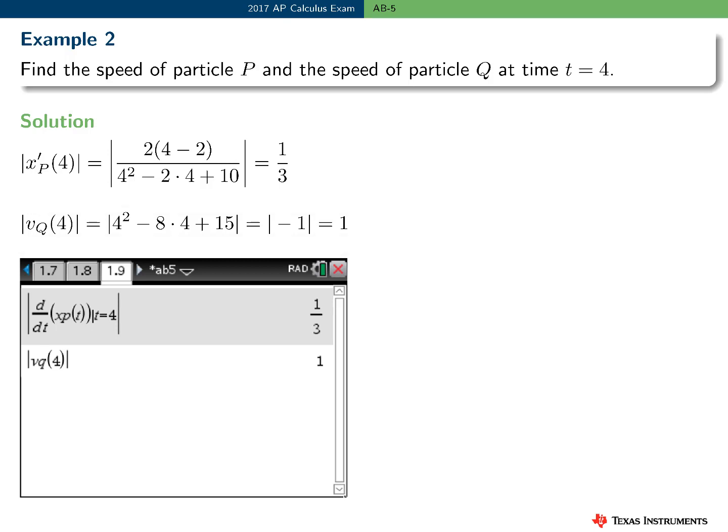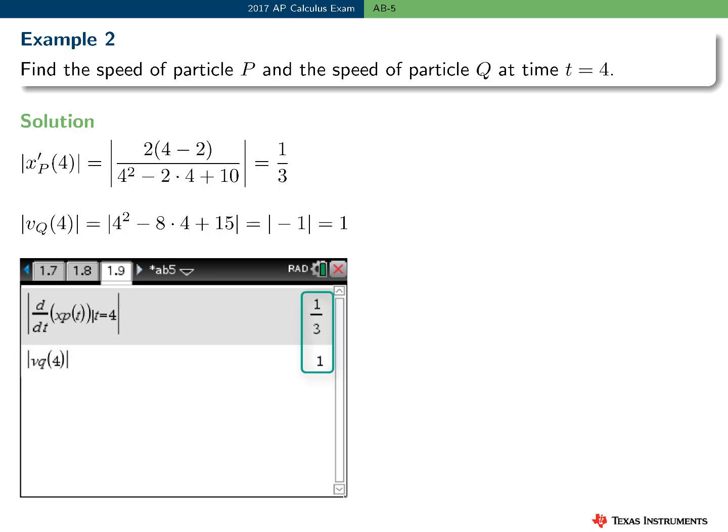Using technology, remember that I've already defined the functions x sub p and v sub q. So I found the absolute value of the derivative of the position function of p evaluated at 4, and I found the absolute value of v sub q of 4.